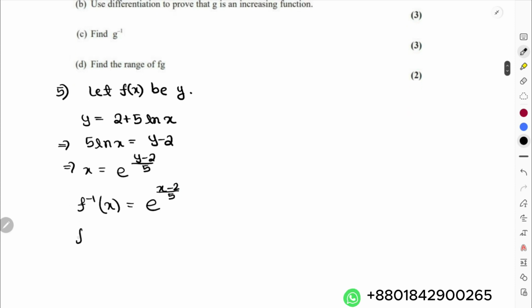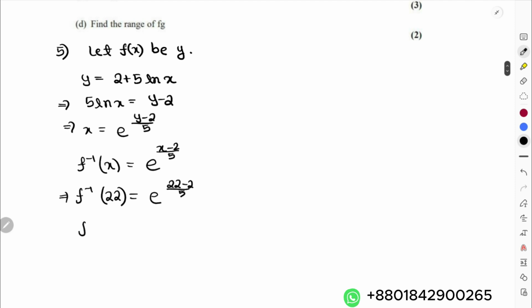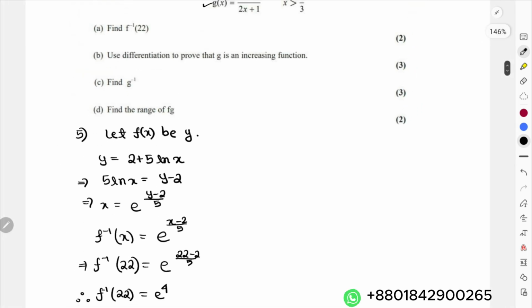And then again after this, I was trying to find out f inverse of 22. So you have e^((22 − 2)/5), right? So this is what I was trying to calculate. 22 minus 2 is 20, 20 divided by 5 is 4. So your f inverse of 22 is actually e to the power of 4, right? Nothing other than this. This is your solution. So we're done with part A also.